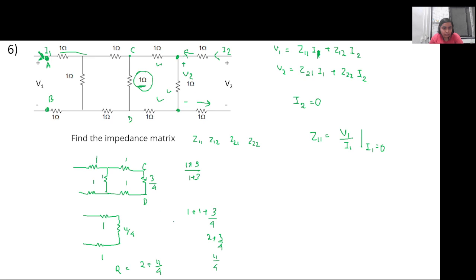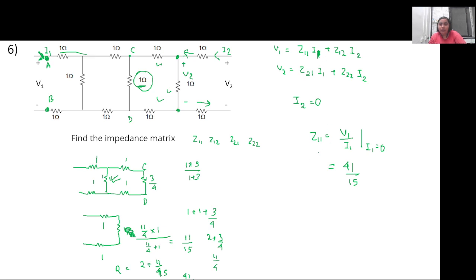Sorry, so this 11 by 4 ohm resistance is again in parallel with this 1 ohm resistance. So this is 11 by 4 into 1, over 11 by 4 plus 1, which comes out to be 11 by 15, as the 4s get cancelled. So it is 2 plus 11 by 15, which is 41 by 15. So Z11 will be equal to 41 by 15. Is this clear to everybody? Yes, ma'am.